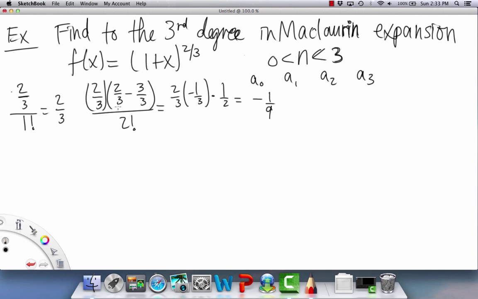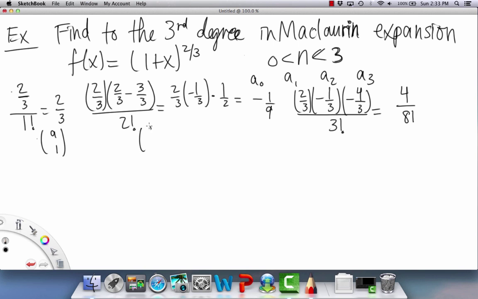And then we'll do the third one, which is, I'll just write it over here, 2 over 3 times, we found the next one to be negative 1 over 3, and then we're going to subtract another one, so that's negative 4 over 3, okay, and then this is over 3 factorial. So eventually, when you do the math, you get 4 over 81, okay, and that's positive, all right? So this is our A over 1, this is our A over 2, and this is our A over 3, that coefficient.